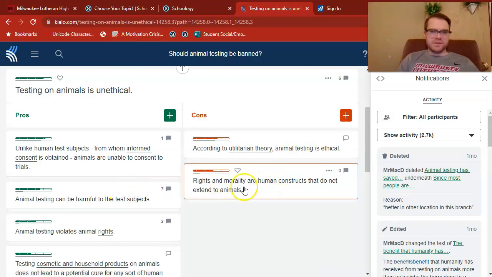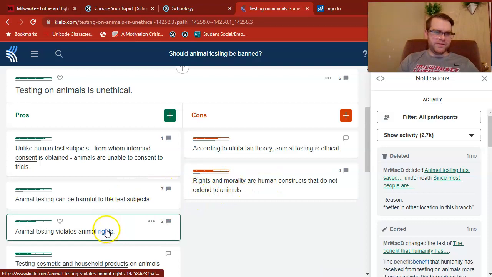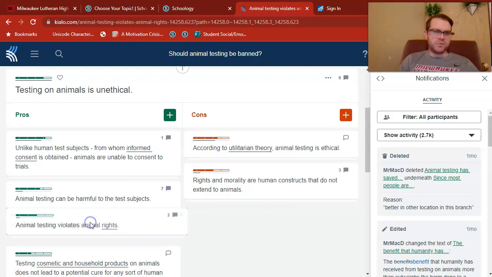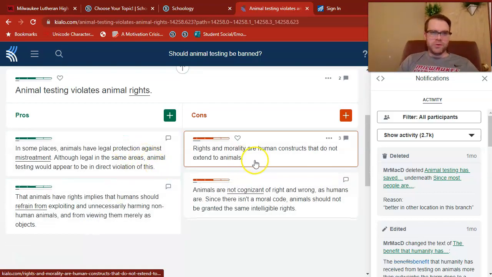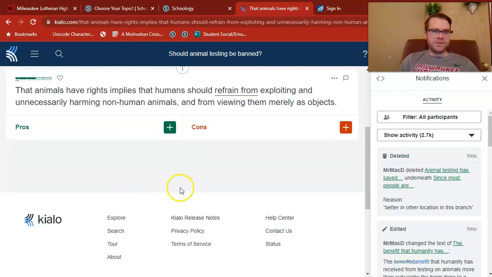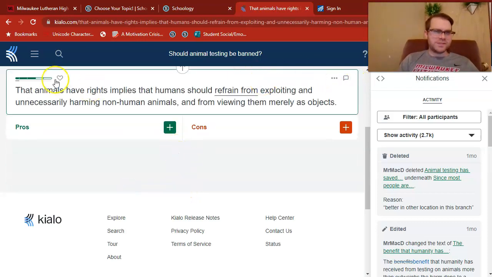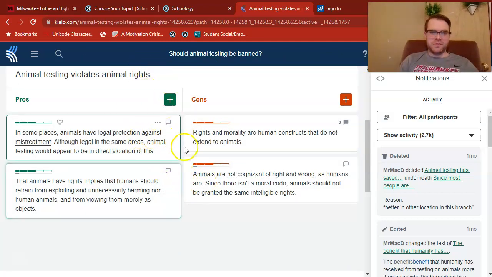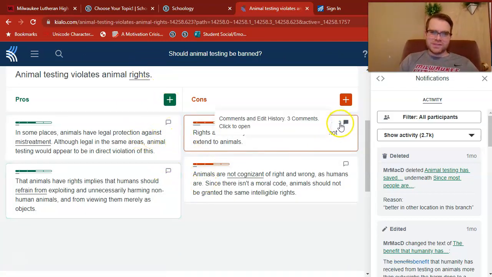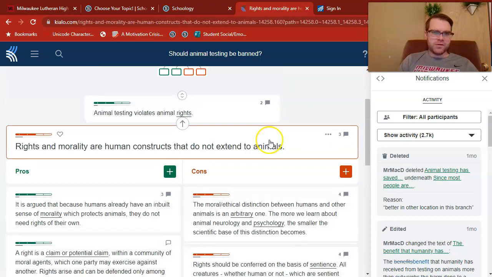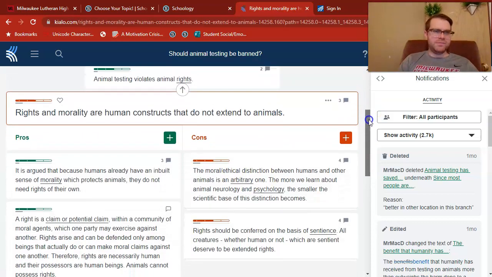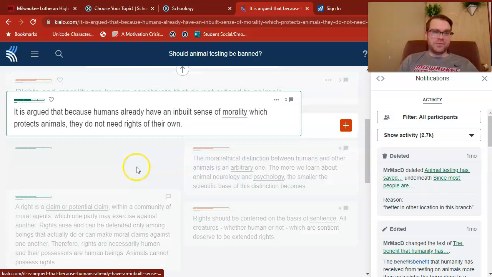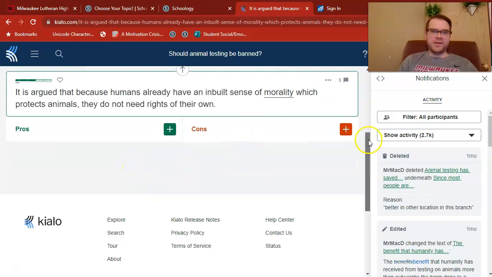But then even these have claims too, right? So even if I click on the fact that animal testing violates animal rights, I'm going to get more pros and cons. This one does not have more pros and cons. I can go up once again into the earlier level of the debate as well. Looks like any that have these little comments on them would have more below them as well. So again, I can keep going down the rabbit hole until I reach the end.